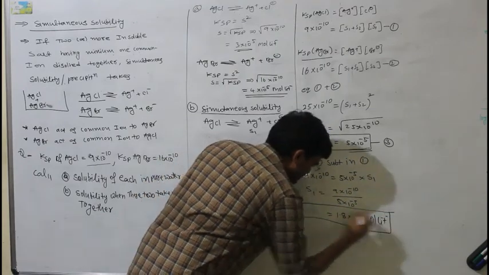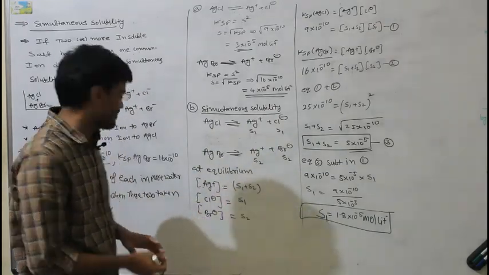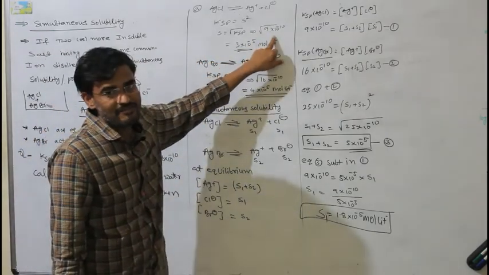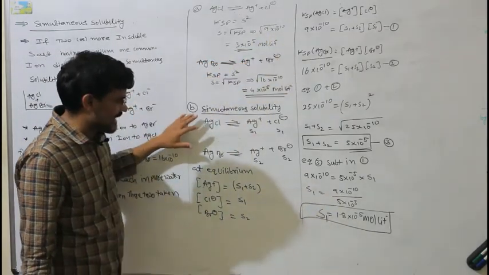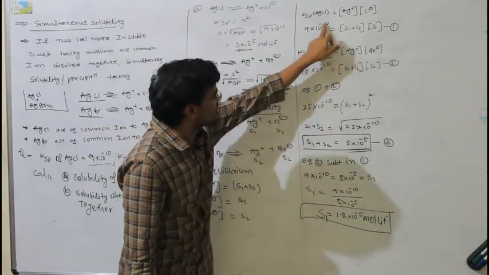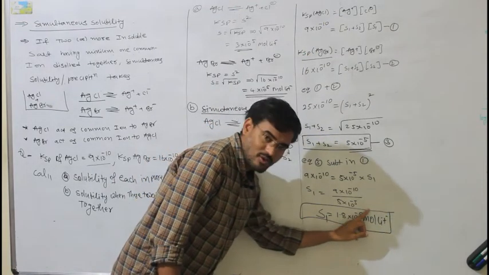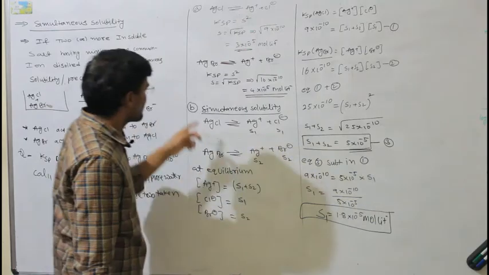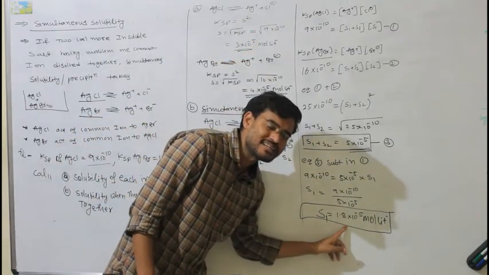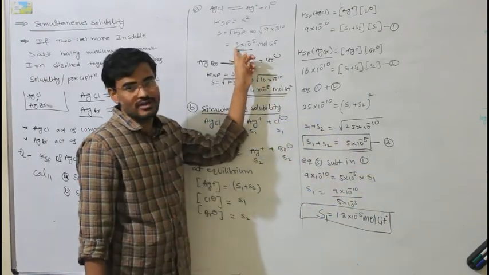This is the new solubility of silver chloride, in simultaneous solubility. In pure water, what is the solubility of silver chloride? 3 into 10 power minus 5. But due to simultaneous solubility, each acts as a common ion for the other. Equation 1 belongs to silver chloride, so the silver chloride solubility became 1.8 into 10 power minus 5, slightly decreased. Pure water is 3 into 10 power minus 5, but in simultaneous solubility it is 1.8, slightly decreased when compared to pure water.